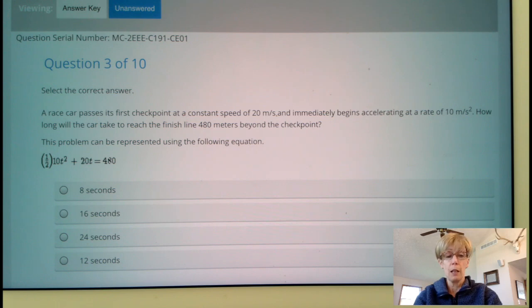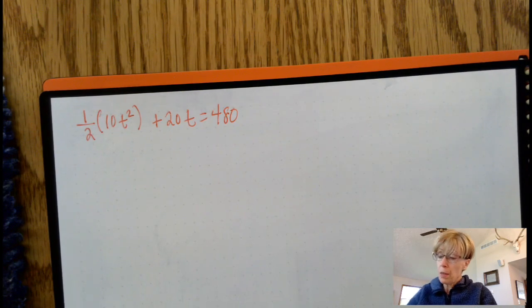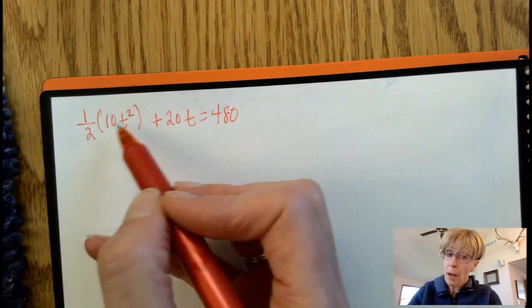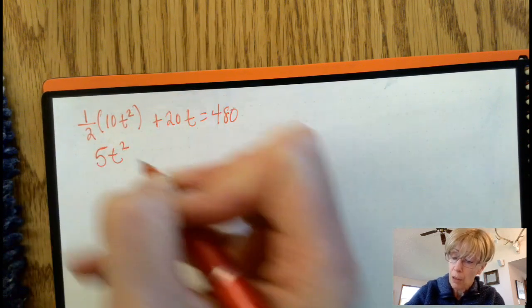So, as I move my iPad out of the way and we look at this problem, what I'm going to work with here is 1/2 times 10 is 5. If you don't know that, type it into Desmos. But we get 5t squared plus 20t equals 480.